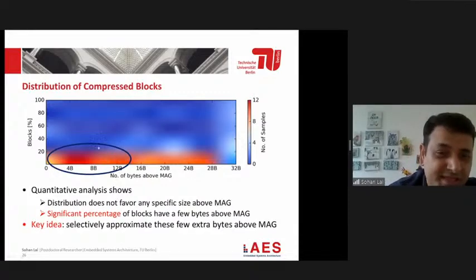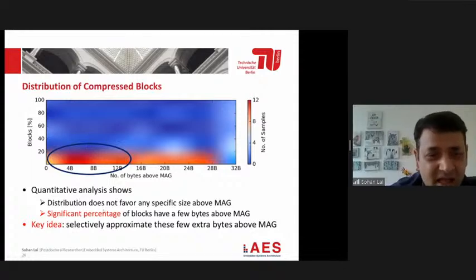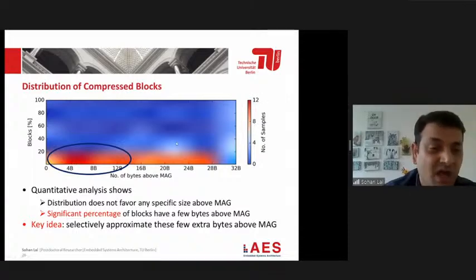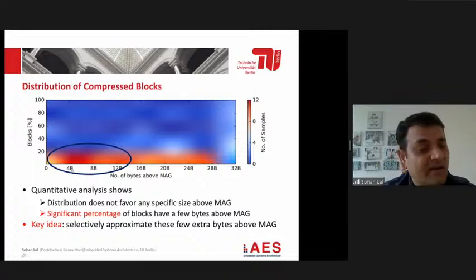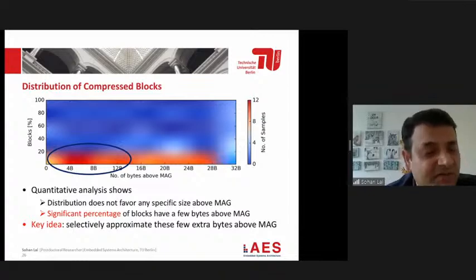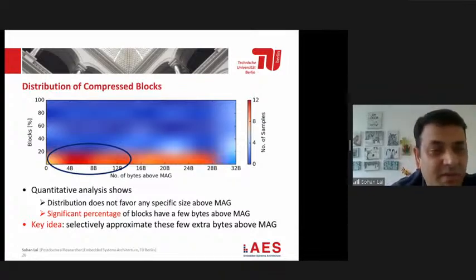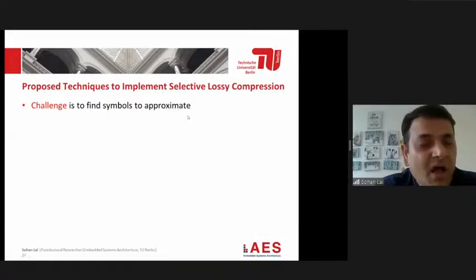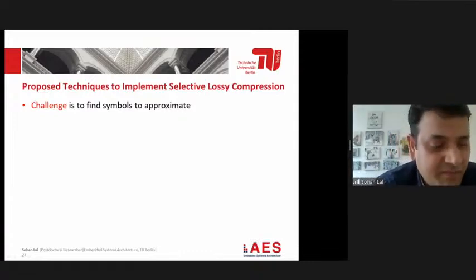However, if we focus on this area, there is a significant percentage of blocks that have a few bytes above memory access granularity. If we focus on this region, around 20% of the blocks have only 4 bytes above memory access granularity, and this could be the case for between 8 to 12 benchmarks. So we thought, instead of fetching a few bytes from the DRAM, why not selectively approximate these few bytes and make them a multiple of the memory access granularity. This is exactly what we did with selective lossy compression, or selective lossy approximation.